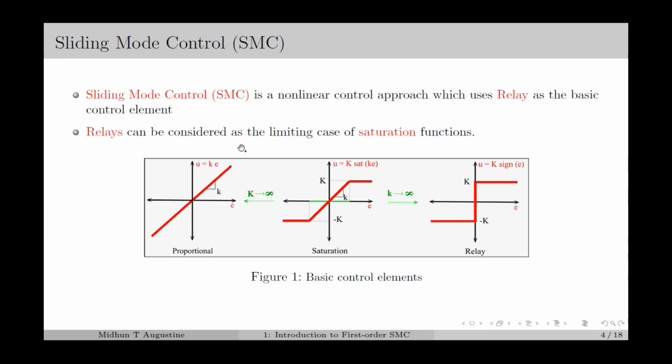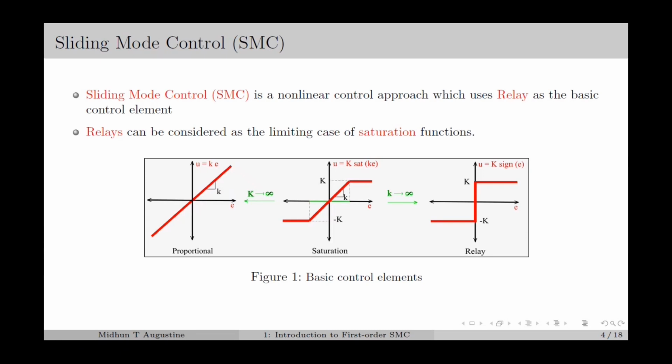A proportional element can be graphically represented as in figure 1, which gives the control input u as equal to k times e, where e is the error variable, which can be either the output error or the state error. The small letter k is the linear gain, which is also equal to the slope of this line. Here we can see that we have a linear relationship between the control input u and the error e. And as the error e increases, the control input u also increases proportionally. So the value of the control input can be arbitrarily large and it can take any value in the interval from minus infinity to plus infinity.